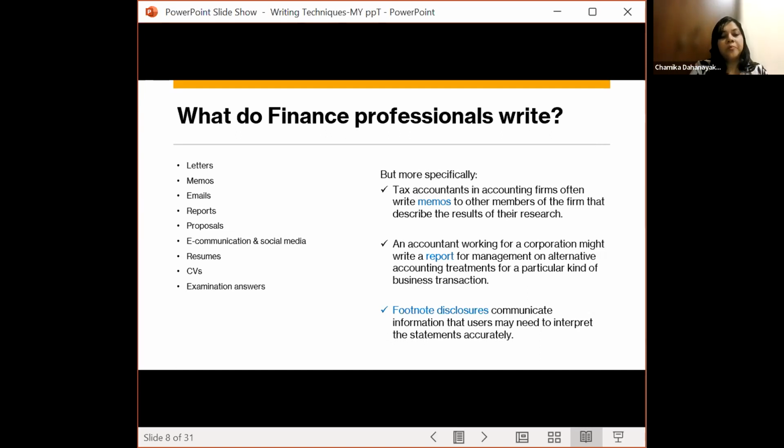Right? Another example, an accountant. If you are an accountant working for a corporation, you might write a report for the management on an alternative accounting treatment for a particular kind of business transaction. Right? So say for example, one of your clients has done a business transaction and they want you to give them advice on how best to record this transaction in accounting terms. So you might have to look at the GAAP or IFRS standards and then give them advice on that.